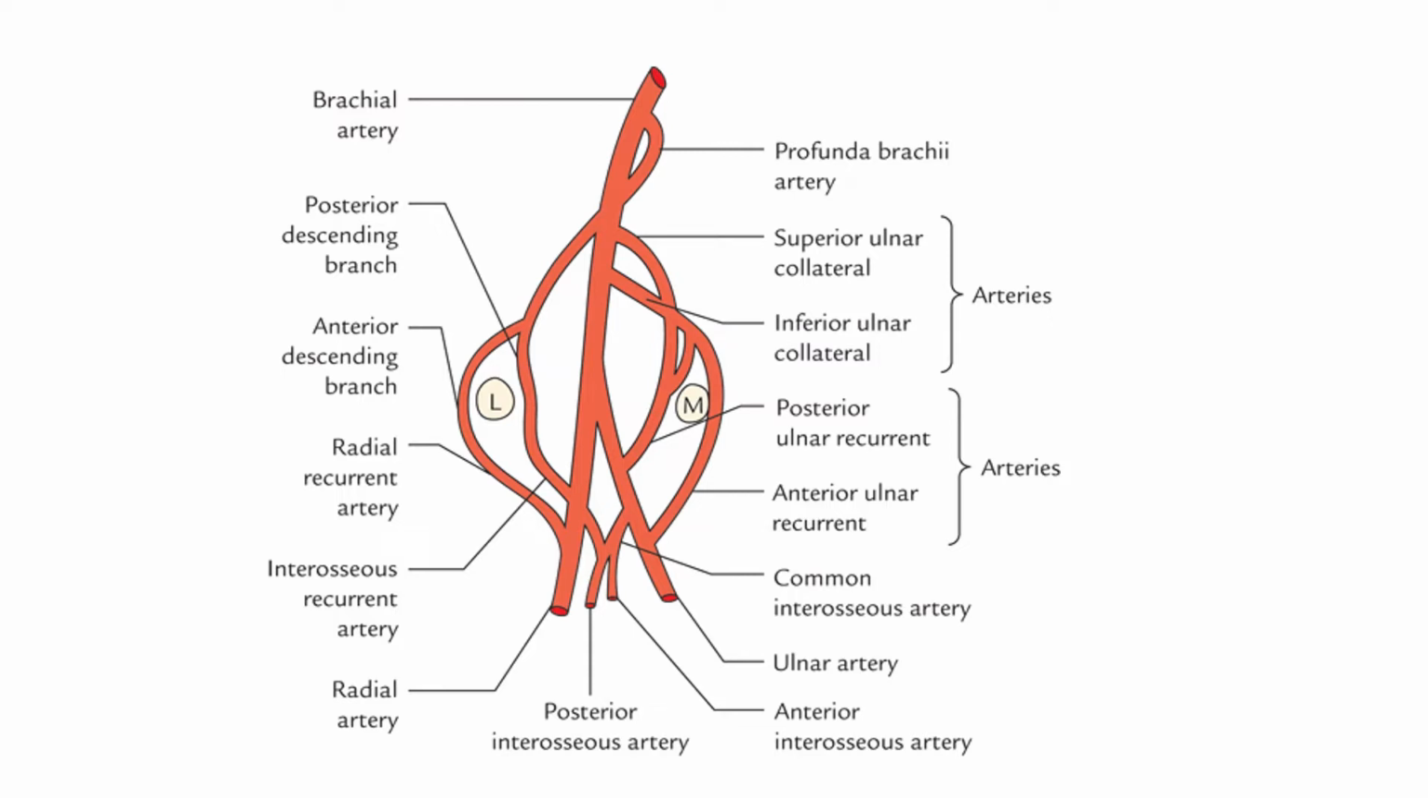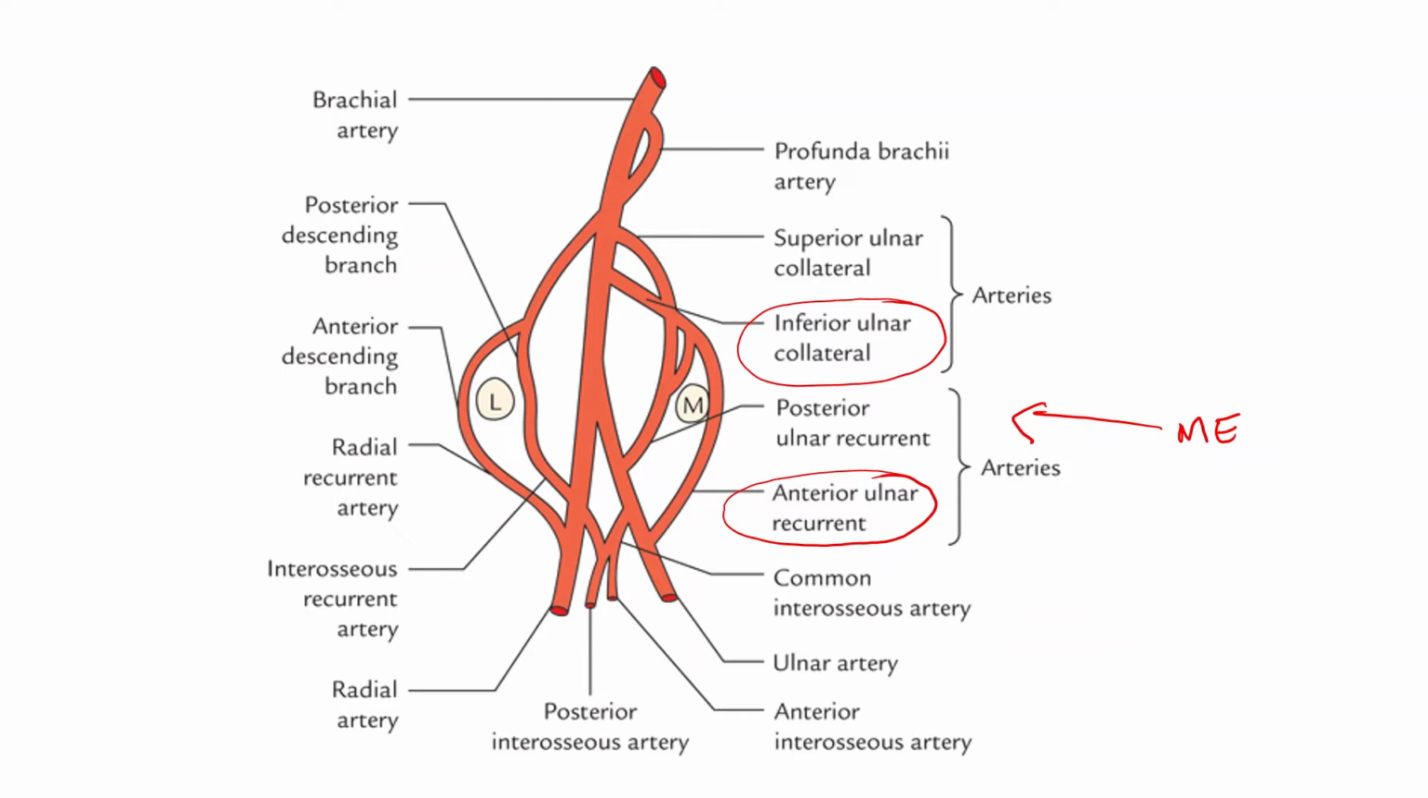In front of the medial epicondyle, the anastomosis is between the anterior ulnar recurrent, which is a branch of the ulnar artery, and from above, the inferior ulnar collateral branch, which is a branch of the brachial artery. So there is anastomosis in front of the medial epicondyle, taking place between these two arteries: the anterior ulnar recurrent branch of the ulnar artery from below and the inferior ulnar collateral branch of the brachial artery from above.